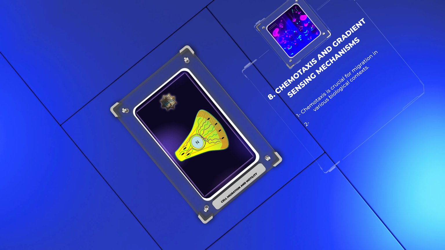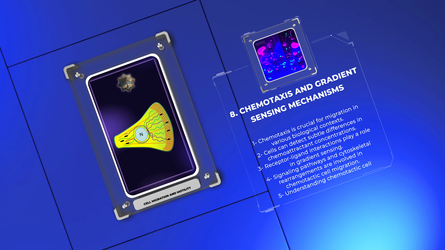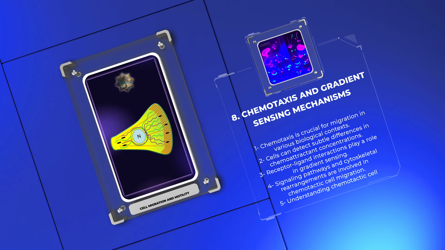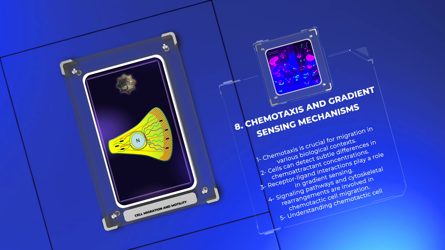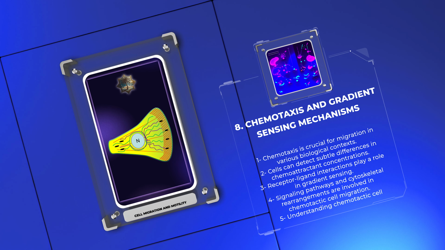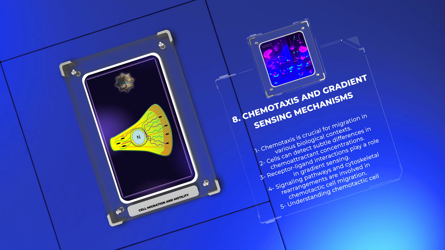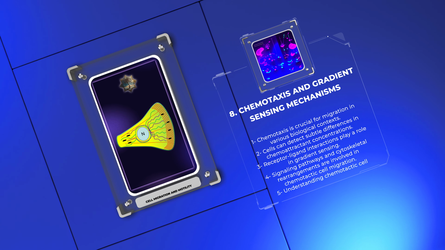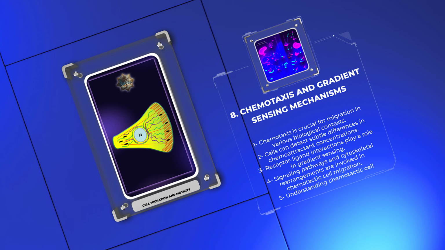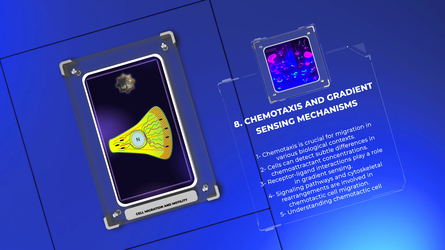Chemotaxis, the ability of cells to sense and respond to chemical gradients, is crucial for migration in various biological contexts. Cells exhibit remarkable sensitivity in detecting subtle differences in chemoattractant concentrations, allowing them to navigate towards favorable environments. Understanding the complex mechanisms behind gradient sensing, including receptor-ligand interactions, the spatiotemporal regulation of signaling pathways, and cytoskeletal rearrangements, unravels the intricacies of chemotactic cell migration.